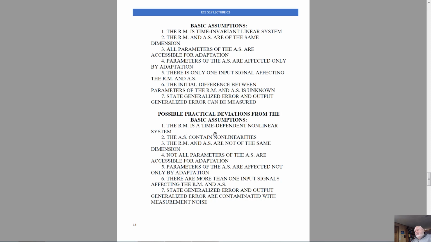Number 1, the reference model is a time-dependent nonlinear system. It's good enough. Number 2, the adjustable system may contain nonlinearities. Number 3, the reference model and adjustable system are not of the same dimensions. This opens a Pandora's box.